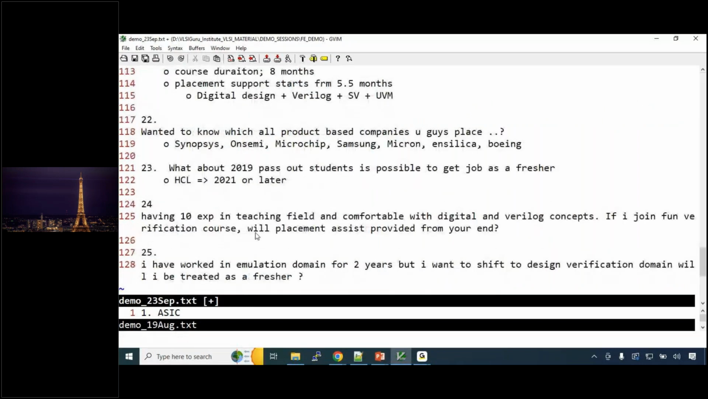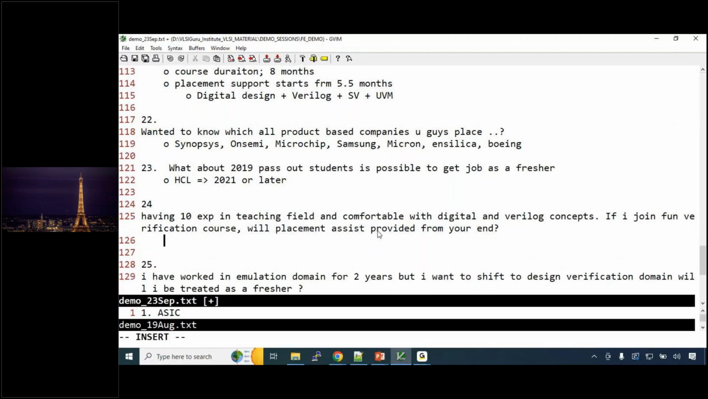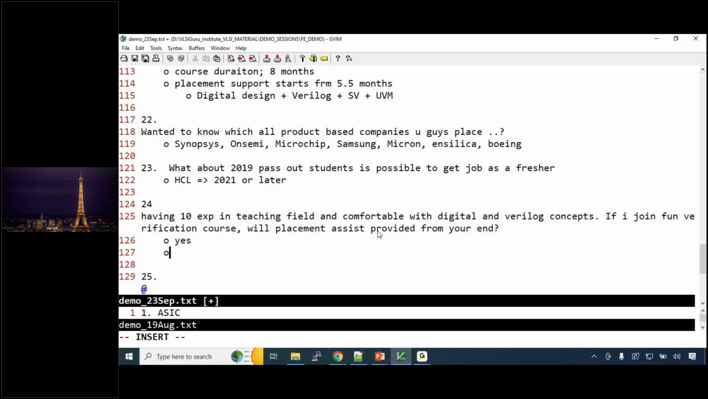Having 10 years of experience in the teaching field and comfortable with digital and VLSI concepts, if I join the functional verification course, will placement assistance be provided from your end? Yes, we will support. You learn the subject very well, we'll find a way to help you. Typically, we are very happy to support the student.